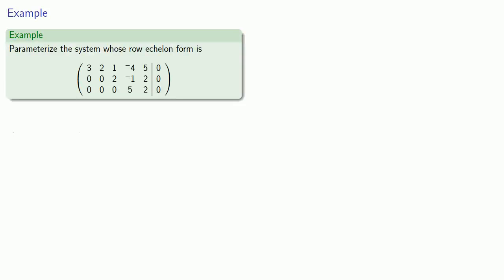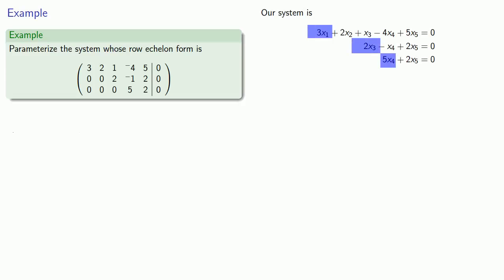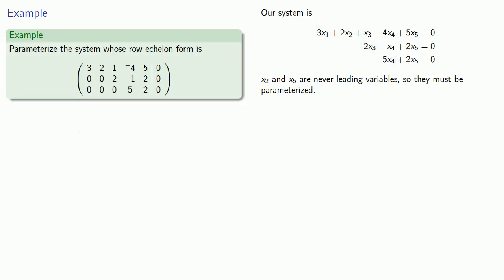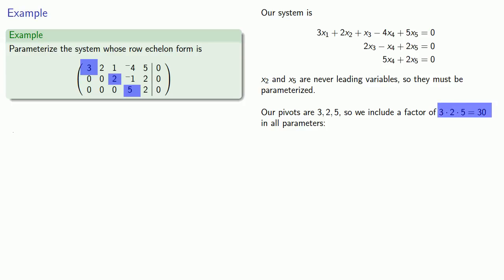For example, suppose I want to parameterize a system whose row echelon form is given. We'll go ahead and write this as a system of equations using our variables x1, x2, x3, x4, and x5. We see that x1, x3, and x4 are leading variables, while x2 and x5 are never leading variables. So x2 and x5 will have to be parameterized. Now our pivots are 3, 2, and 5. So let's include a factor of 3 times 2 times 5, that's 30, in all of our parameters. So that means we'll let x2 be 30t, and x5 is going to be 30s.